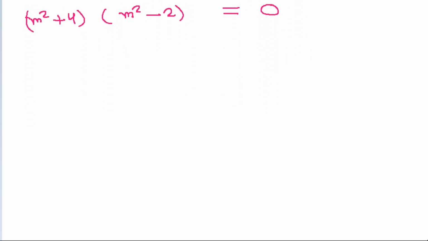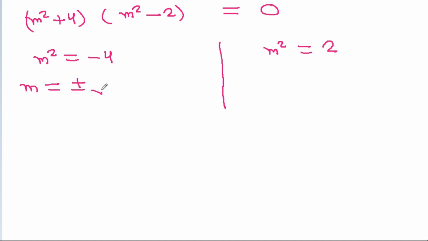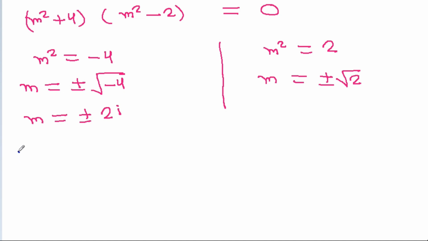And we get m square is equal to minus 4, and m square is equal to 2, and from here we get m is equal to plus or minus square root of minus 4, or m is equal to plus or minus square root of 2. The square root of 4 is 2, and the square root of minus 1 is iota, and here we get m is equal to plus or minus 2 iota, or plus or minus square root of 2, and we have x is equal to 1 plus m, and y is equal to 1 minus m.